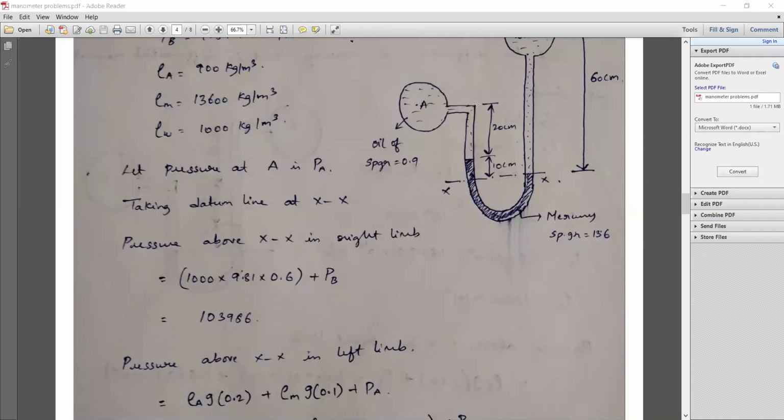Those are the two column heights. One is this oil, one is the mercury. So those two pressures will be there, plus PA. So this is the equation you will get here for the pressure above the datum line in the left limb.